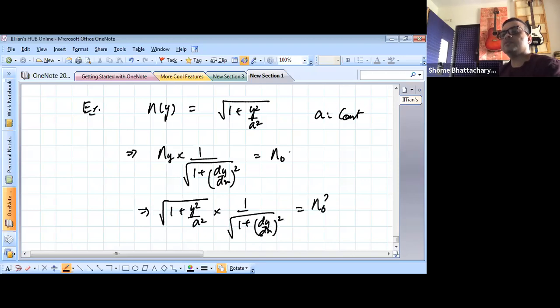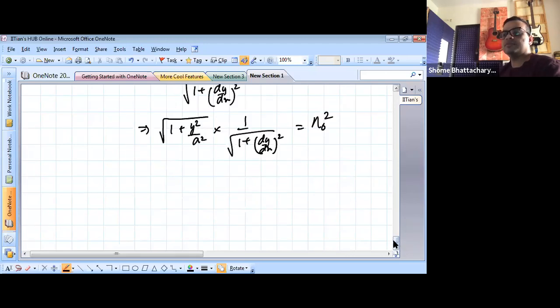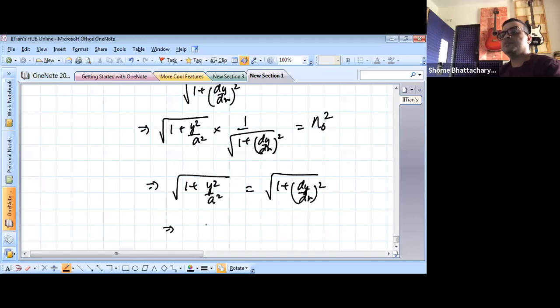And in fact, you can see from this that we can write this as a function, also n naught is 1 because y's value is 0 over there. So this side becomes 1. So further, this becomes very easy to solve. We have square root of 1 plus y square by e square, which is just square root of 1 plus dy by dx whole square. So that means dy by dx is y by e plus minus 1. You can integrate this and you will get that exponential value.